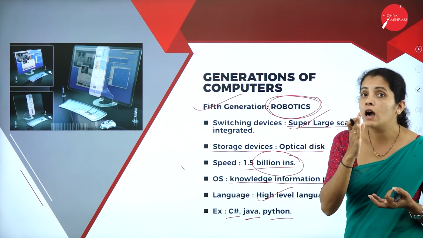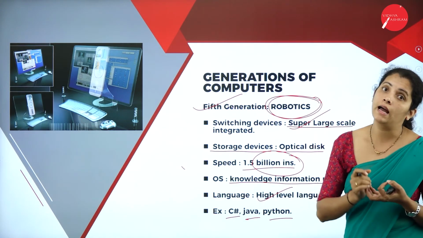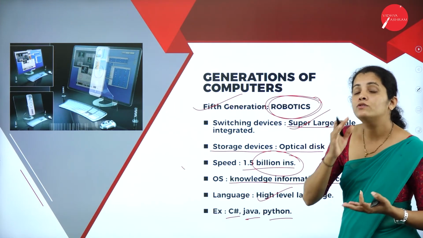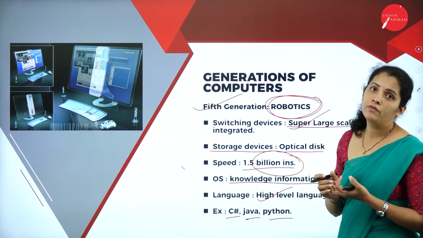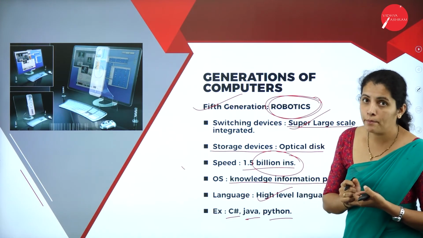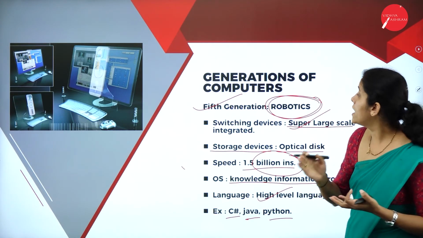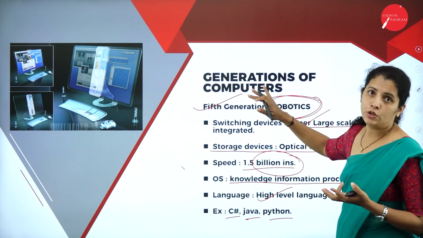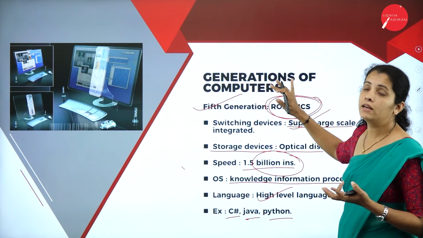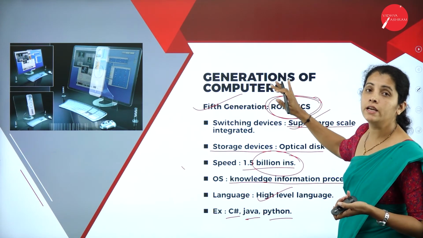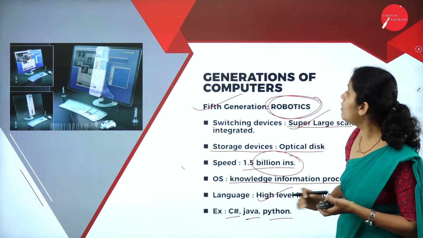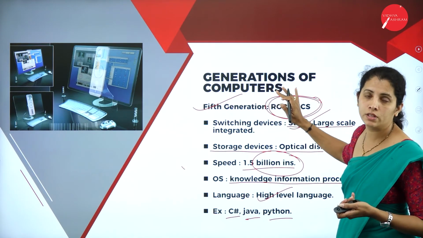Now everywhere we are going to use robotics. The robots are capable of working like human beings. Because of these reasons, we are going to face problems like unemployment, and at the same time it is very expensive to design and develop robotics. These are the two disadvantages of fifth generation computer system.